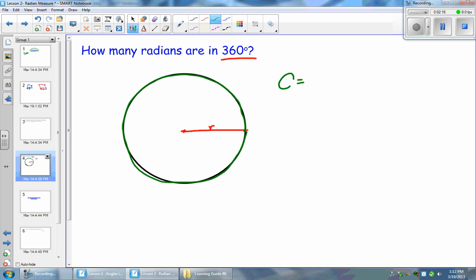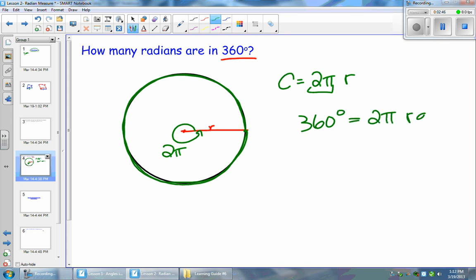So what's the circumference of the circle? Well, it's 2 pi r. That circumference formula is telling you that there are exactly 2 pi radii going around this circle that creates 360 degrees. So that means this angle is equal to 2 pi. We can deduce from this that 360 degrees is equal to 2 pi radians.